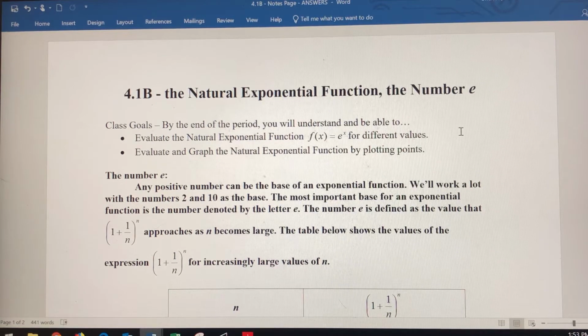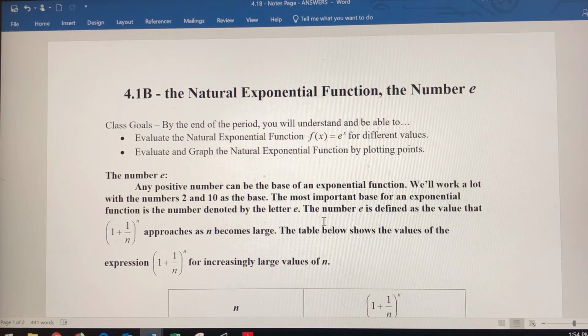It never terminates, it never repeats, all right? And the number e we're going to use for exponential functions, and eventually logarithmic functions once we get into that. Any positive number can be the base of an exponential function, and we're going to work with the numbers 2 and 10 a lot as a base. But we're going to use the number e here for the base of exponential functions as well.